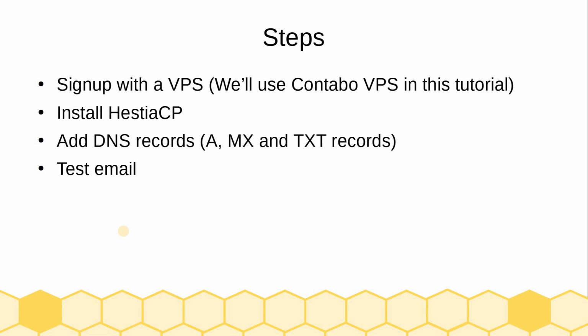So here are the steps. First, you need to sign up with a VPS. In this tutorial, we will be using Contabo VPS as it is the most affordable VPS out there, and it has an open port 25. We'll be using port 25 to send email, and we will install HestiaCP and then update the DNS records like MX and text records, and of course we'll test our email.